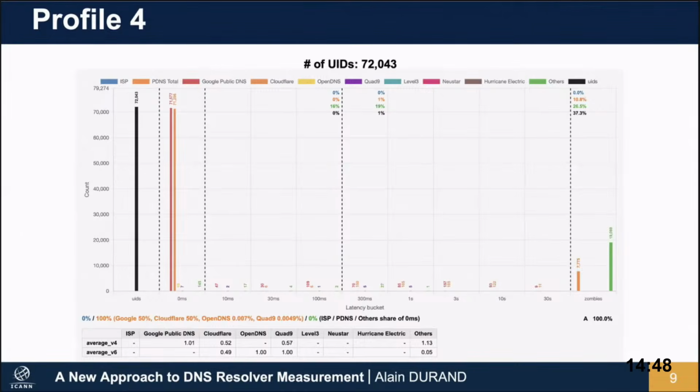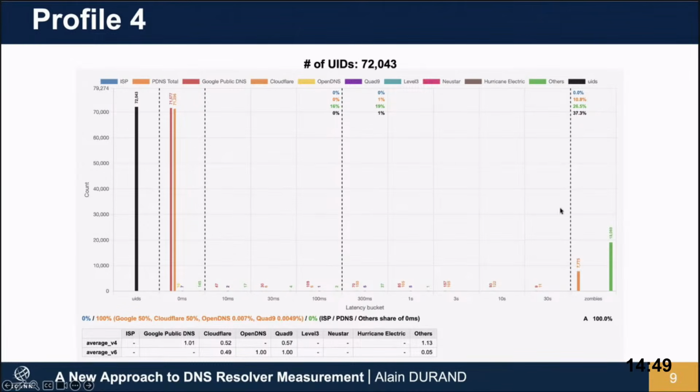So this is an ISP that is sending everything to the public DNS and doesn't do any resolution itself. And what we see here in the 0 millisecond bucket is that all the queries are going to both Google and Cloudflare. So it's really belt and suspenders. Instead of doing the work themselves, they send everything to Google and everything to Cloudflare. That was also a big surprise to me.